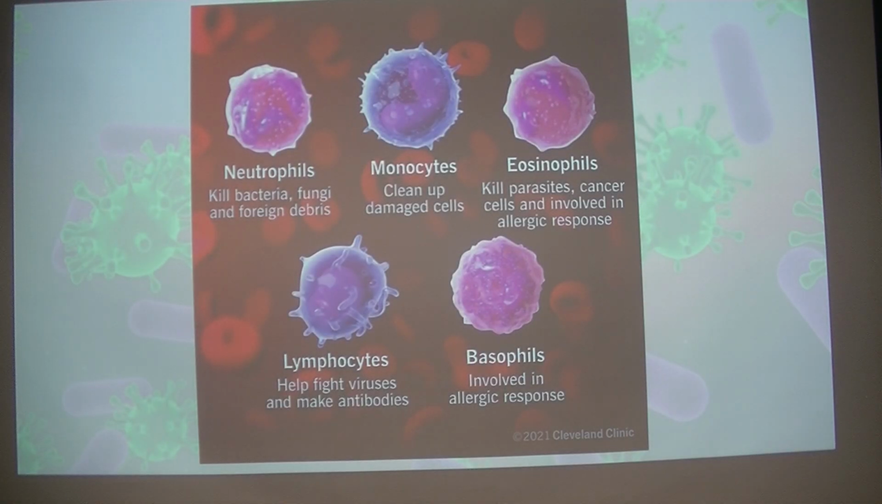Now this is a table of the white blood cells. So we look at neutrophils, they kill bacteria, fungi, and foreign debris. Monocytes clean up damaged cells. Eosinophils kill parasites, cancer cells, and are involved in the allergic response. Lymphocytes help fight viruses and make antibodies. And basophils are involved in the allergic response as well.